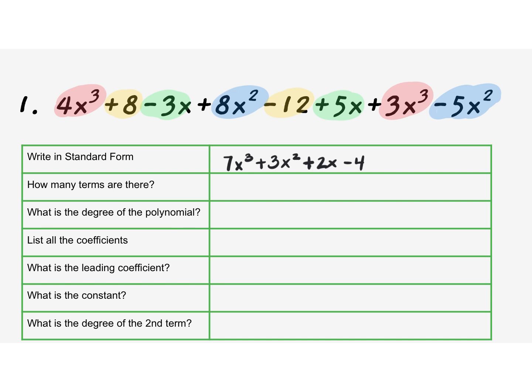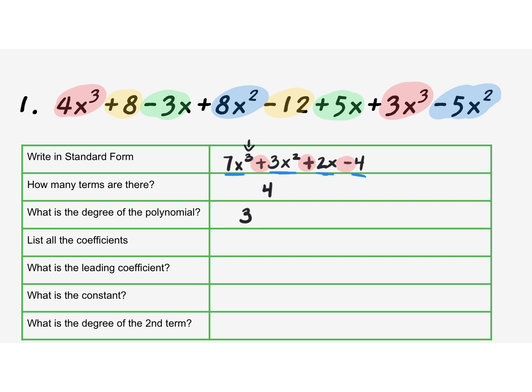The next question wants to know how many terms. Remember, terms are separated by adding and subtracting. So when I'm looking, I have adding right here, I have adding right here, and I have adding right there. So looking at those ones, if you separate between those, I have a 7x to the third, a 3x to the second, a 2x, and a negative 4. So there are 4 terms in this one. The degree of the polynomial is your highest power. So I'm looking at my highest power. My highest power is a 3, so the degree is going to be a 3.